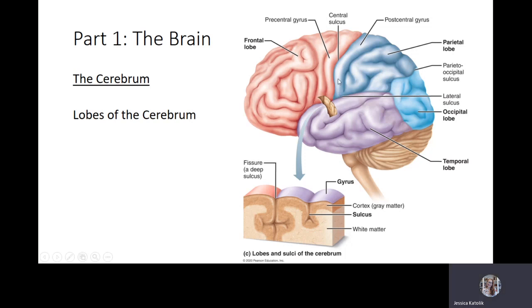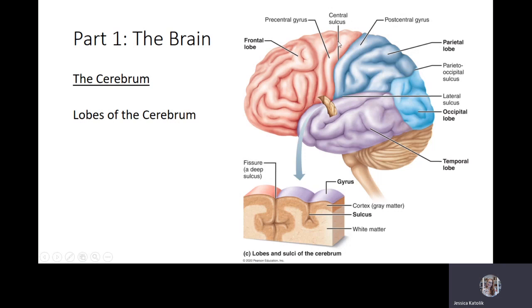There's another important sulcus that I would like to discuss. This is the central sulcus, and the central sulcus separates the frontal lobe from the parietal lobe. On either side of the central sulcus, we have two very important gyri. This is the precentral gyrus that's part of the frontal lobe, and this actually contains the primary motor cortex. And over here, we have the postcentral gyrus. This contains the primary somatosensory cortex.